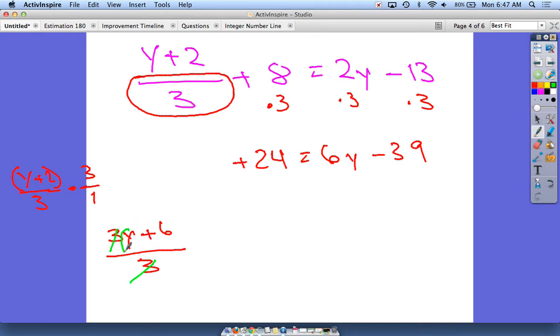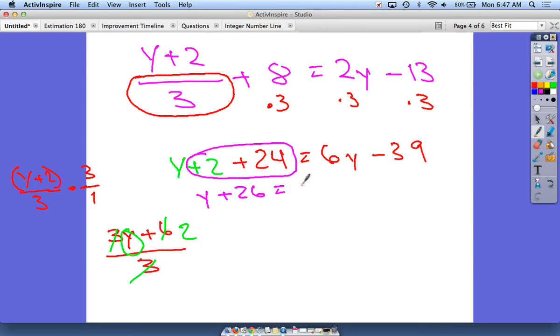That's just going to be y. And then if I do 6 divided by 3, that's going to be 2. So my problem looks like y plus 2 plus 24 equals 6y minus 39. So I'll start by combining like terms. 26 plus y equals 6y minus 39.